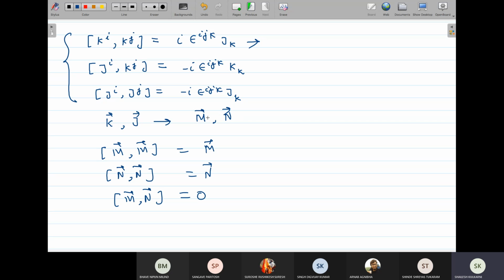One can find a suitable linear combination of k and j. One linear combination I will call m and another n, such that the commutation between m's gives m, between n's gives n, and between m and n gives 0. If I succeed in doing that, what would that mean? That would mean the commutation relations for the generators of Lorentz transformations can be written as a direct sum of rotation generators.